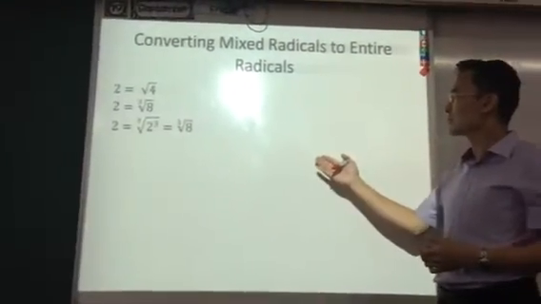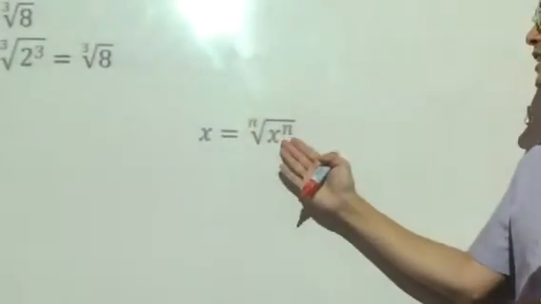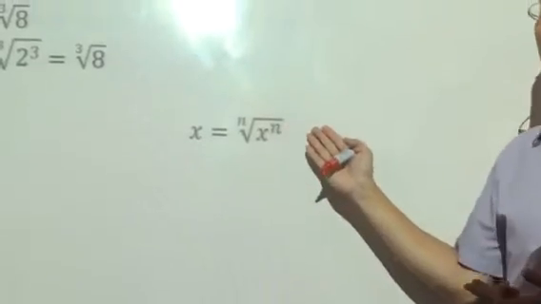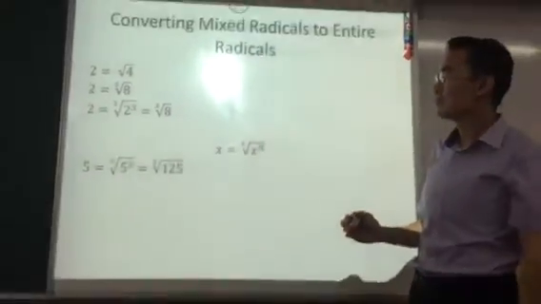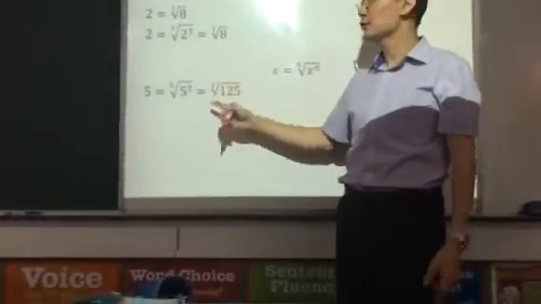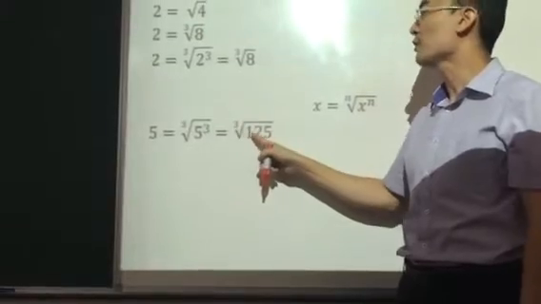So generally, we have this formula. If you have a whole number, you raise it to the n and then take the nth root, and you are turning that into a radical. Let's look at another example. If I have a 5, and I want to make it into a cube root, what do I do? 5 cubed and then cube root. Then I have the cube root of 125.